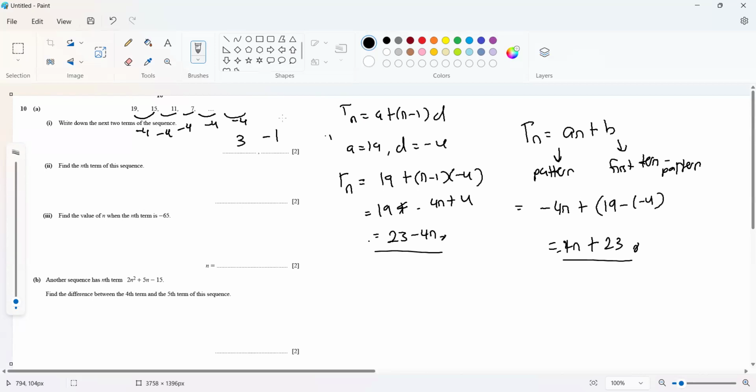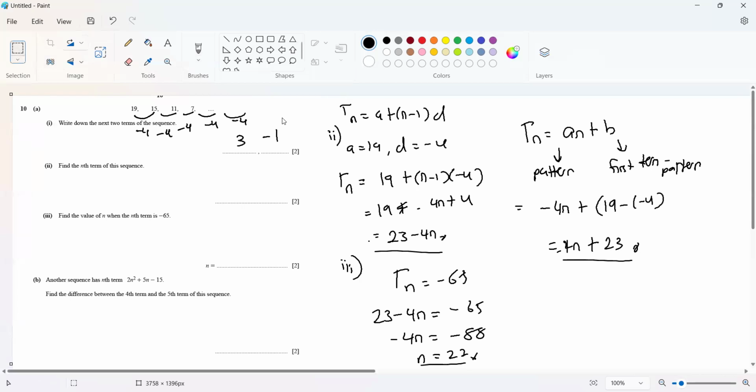So for part 3, they say find the value of n when the nth term is -65. So Tn equals -65. So we're going to reverse calculate: 23 minus 4n equals -65. -4n equals -88. Therefore, n equals 22.